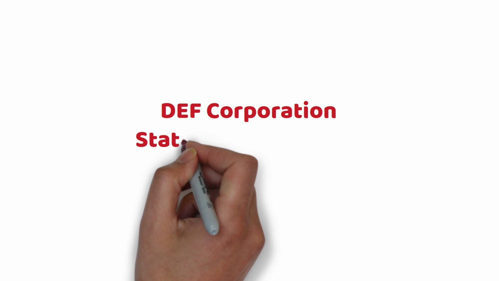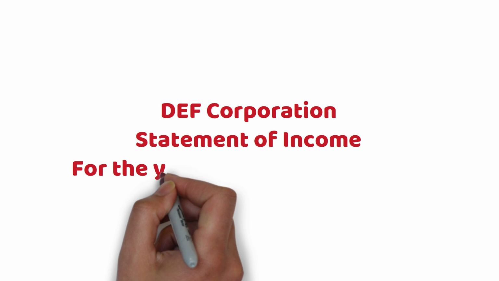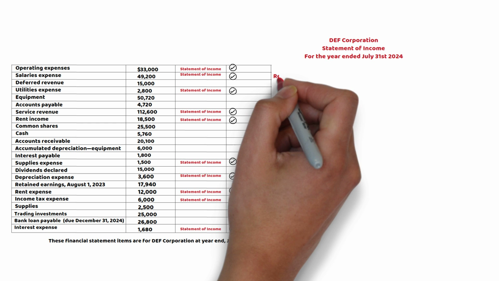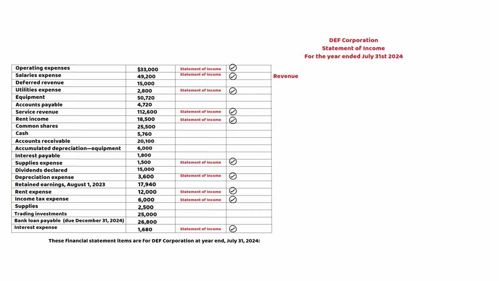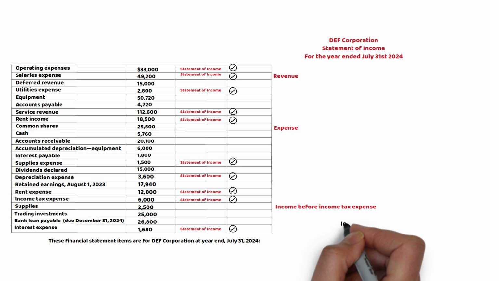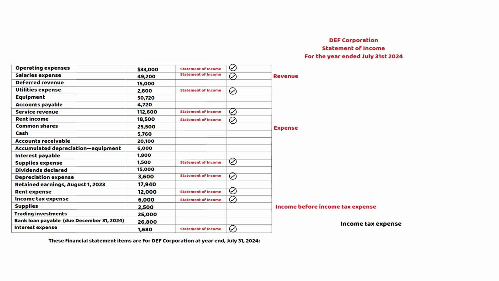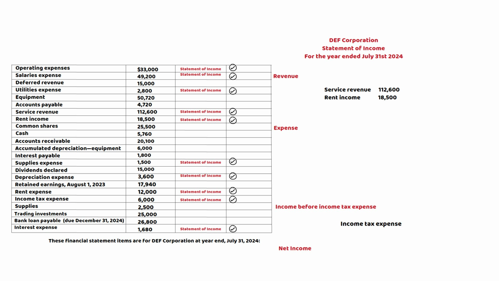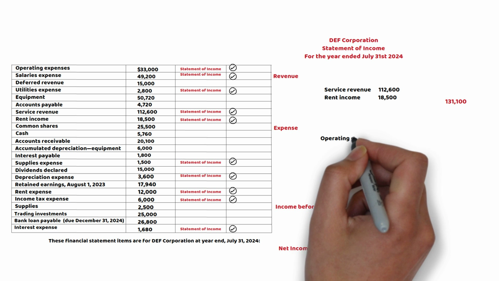Okay, the header: the name of the company, the title of the statement, and also the year end, July 31st, 2024. The basic structure is you have revenue, you have expenses, and the difference is the income before income tax. Then you deduct income tax expenses, and you receive net income. For revenue, we have two items, service revenue and rent income. Together, the revenue is 131,100.